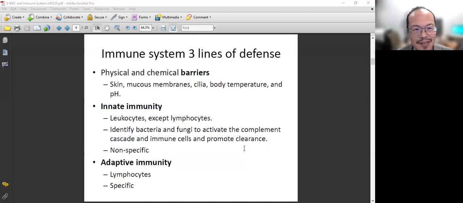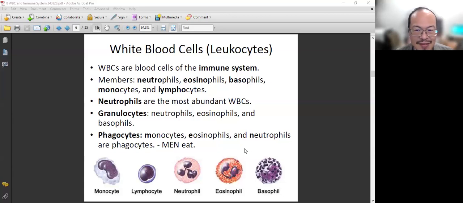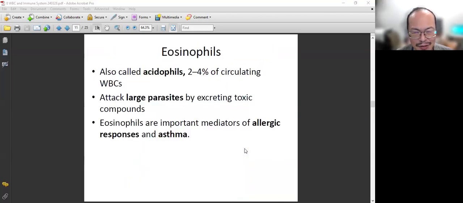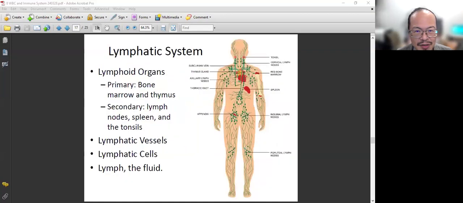So we talked about the white blood cells, the leukocytes, and the next thing we are going to talk about is how these leukocytes, these immune cells, get involved in the immune system. So let's talk about this portion. Here is the immune system. We talk about the lymphatic system, all right?